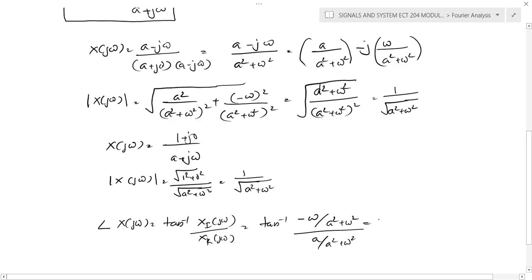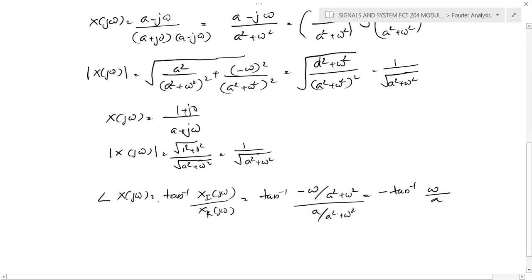So you can take this minus outside, so minus tan inverse and remaining as omega by a. Okay, this is all about the angle. And this we can also apply in another way, in a simple way. If you know X of j omega, it's 1 by a plus j omega.